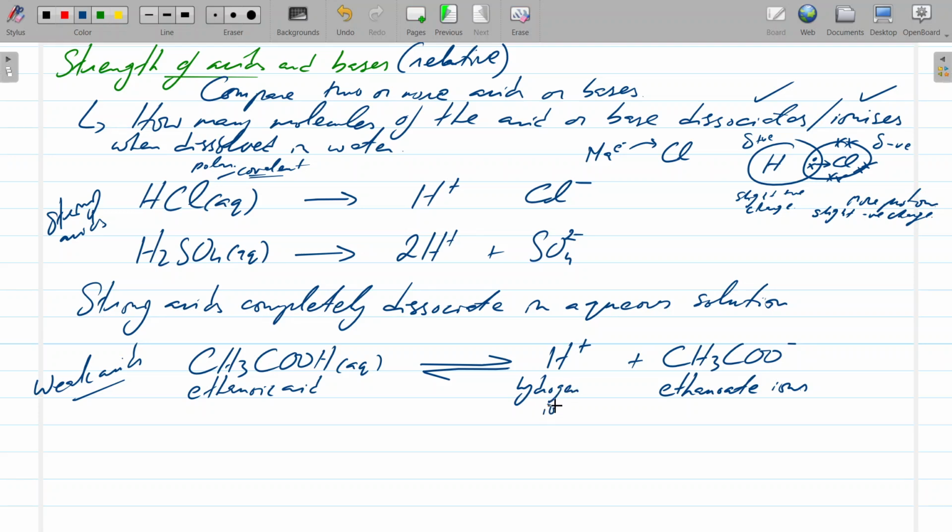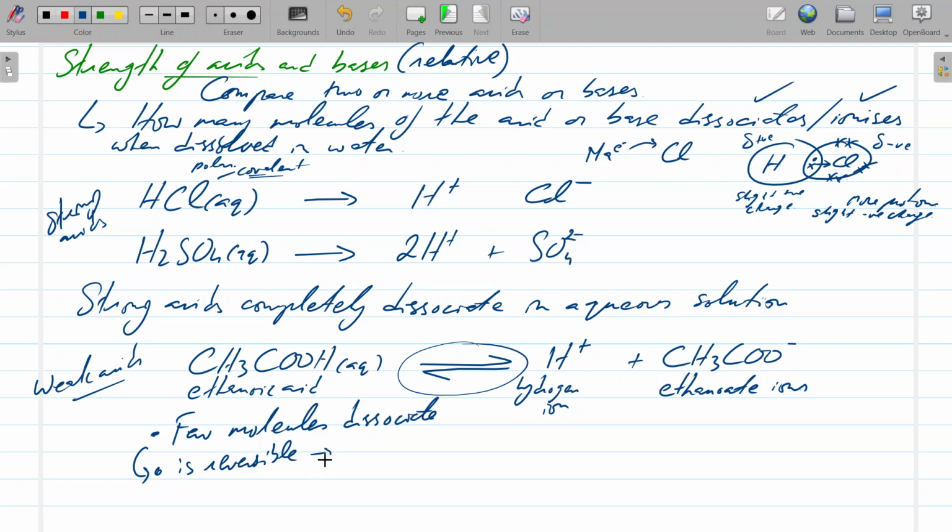Now, what you need to know over here, first of all, is that the number of molecules of ethanoic acid that actually dissociate is low, so few molecules dissociate. That's the first point. And secondly, this dissociation is reversible, meaning they can go back to forming the full ethanoic acid molecule.